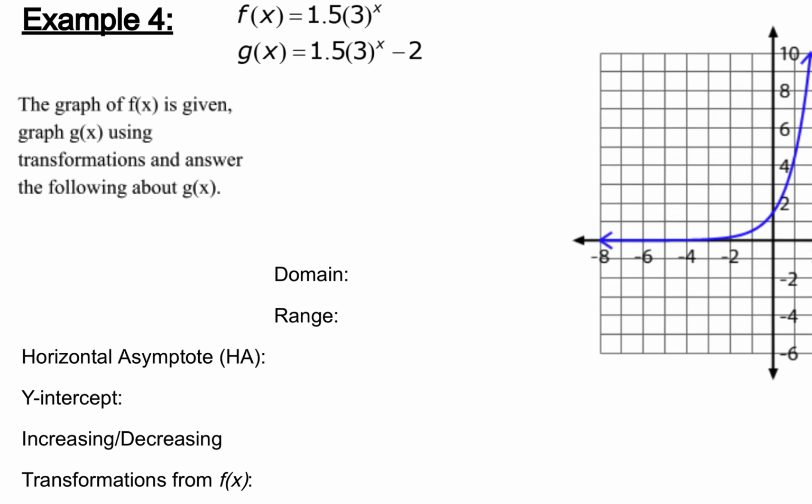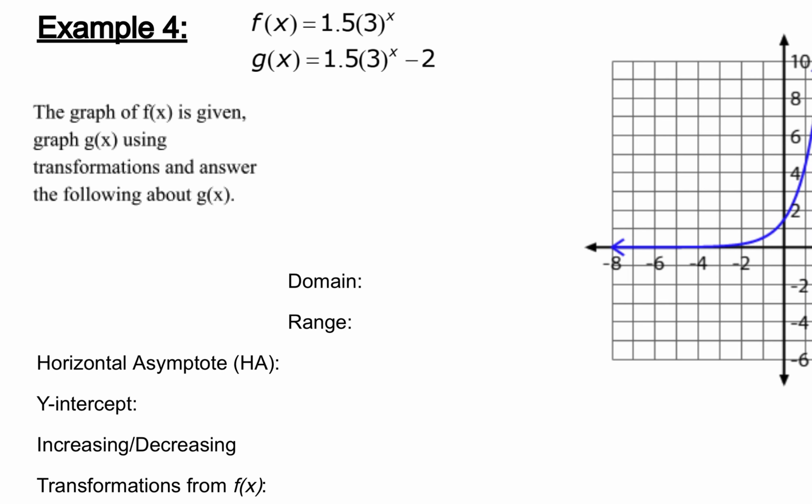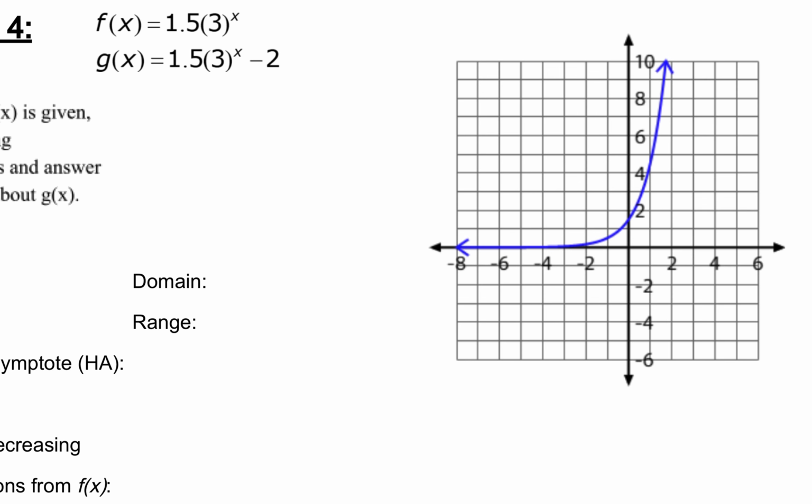Okay, now for example number 4, we are told that we're given f of x is equal to 1.5 times 3 to the power x. And we have g of x is equal to 1.5 times 3 to the power x minus 2. Now, they're telling us that g of x is a transformation of f of x, okay? So what we have to do is graph g of x on the coordinate grid. This graph that's in blue is the graph of f of x, okay?